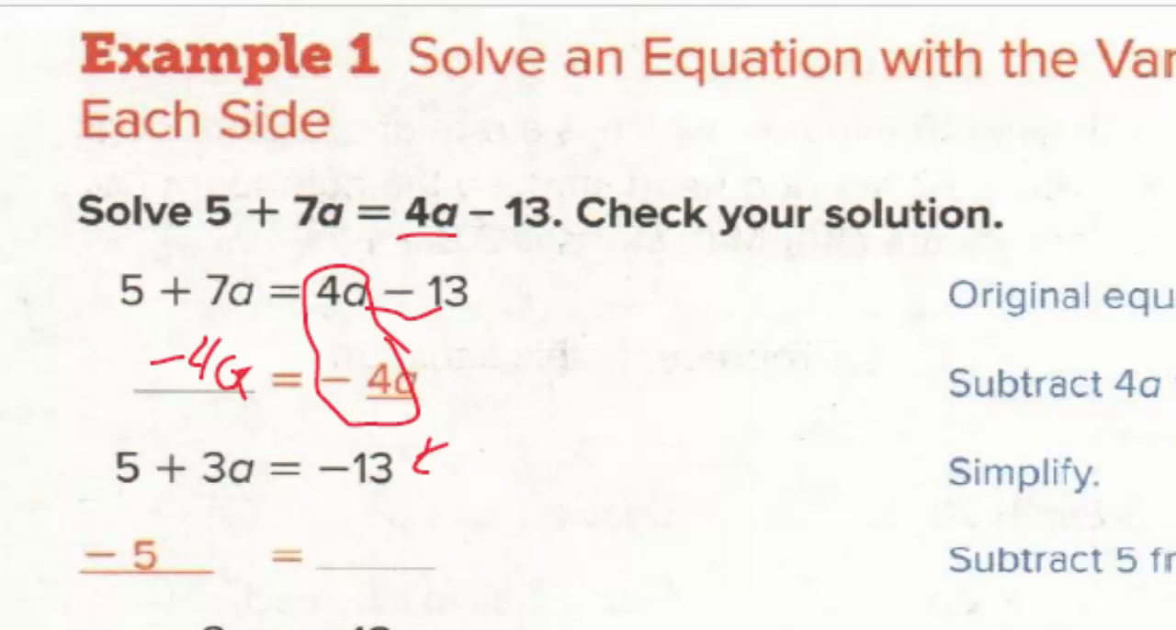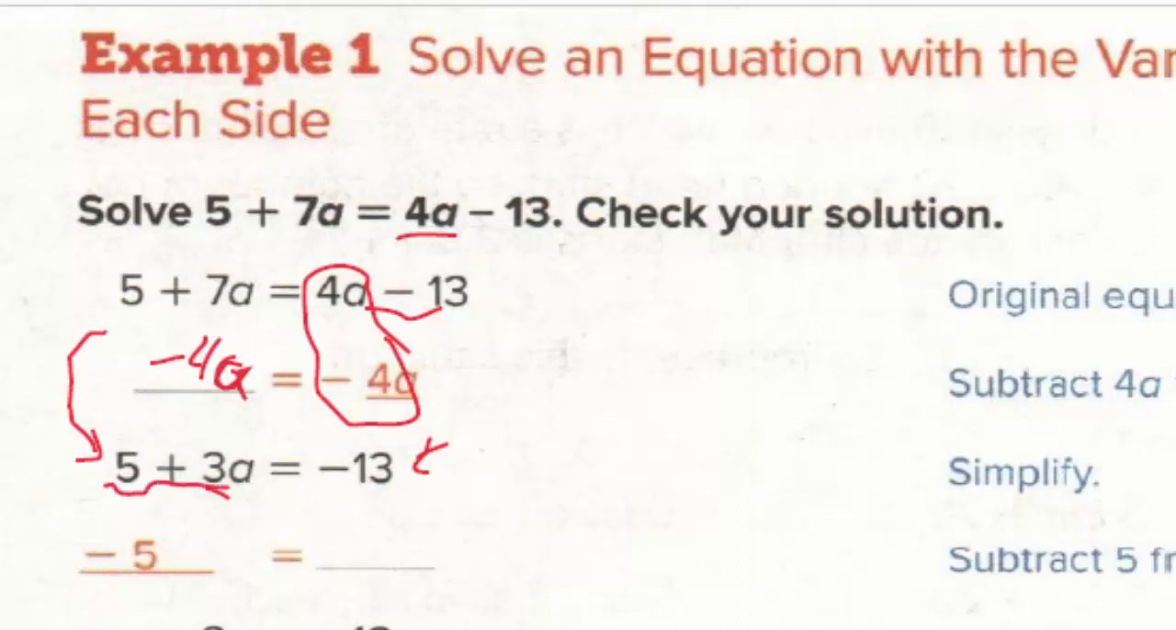The left-hand side, you'll notice the 5 comes down. It was not affected, nothing to combine with. But on the 7a and the 4a, we only do the calculations on the coefficients. So it's 7 minus 4, which will give us 3, and the a kind of comes along for the ride.